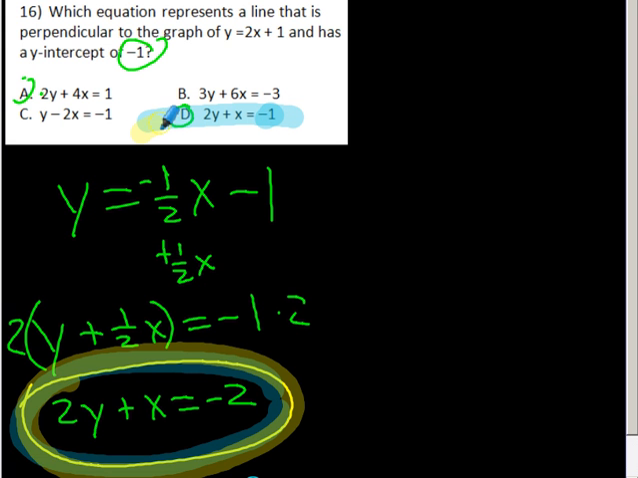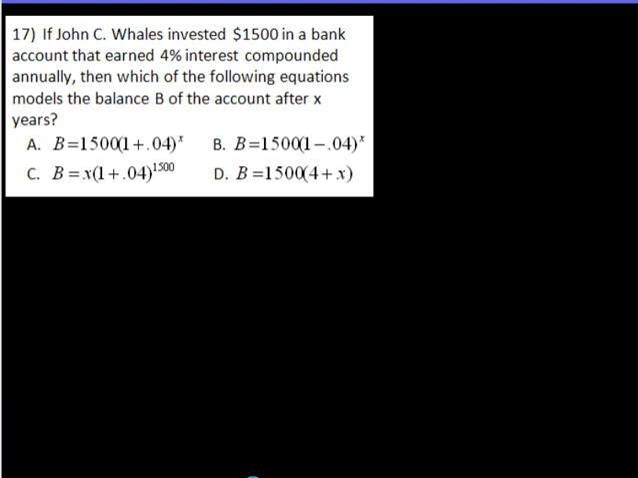This D is the closest one, but the y-intercept for D is going to be -1/2, not -1, and so it doesn't work. So sorry about that. Again, if you made those good steps and got one of those results, well done.